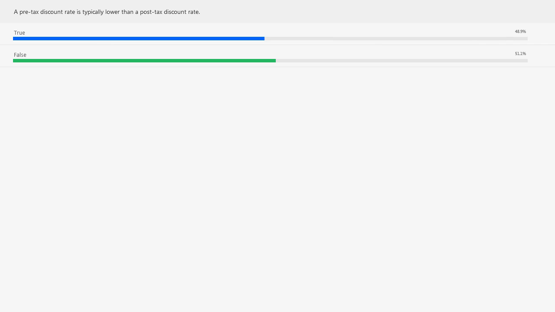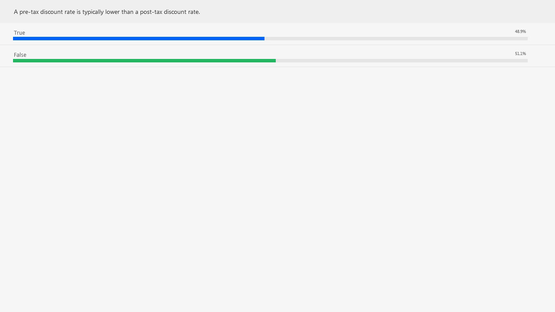Okay, a pre-tax discount rate is usually lower than a post-tax discount rate. No, it's usually higher because the tax has been taken out of the cost of tax. So in the calculation of the tax rate and the debt, it is one minus the tax rate as opposed to no tax. So you will almost always have a lower discount rate post-tax than you will pre-tax.